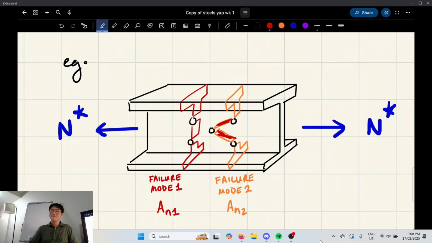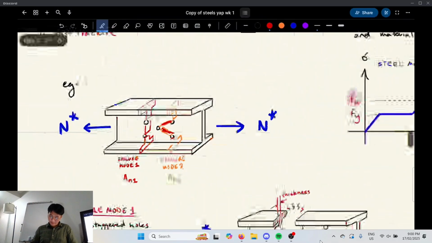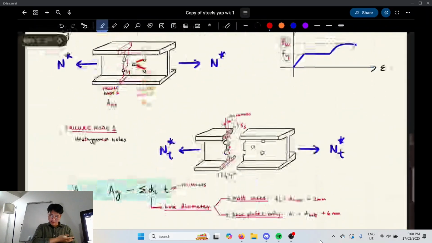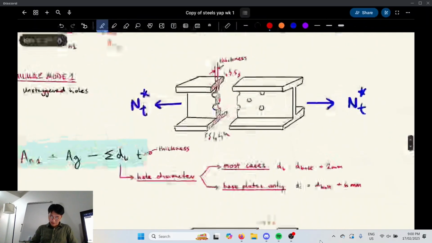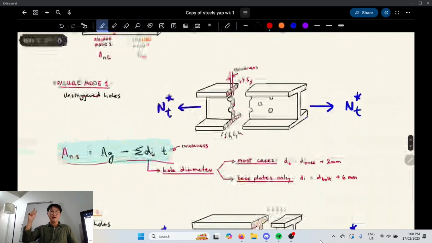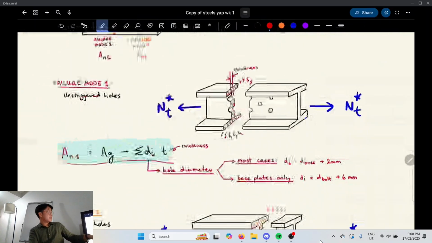Exactly. So as you can see, here's the first failure mode, and this is the equation we have for it. It's the gross area minus the sum of the hole diameter times the thickness. So why haven't I done pi on 4 d squared or something like that?